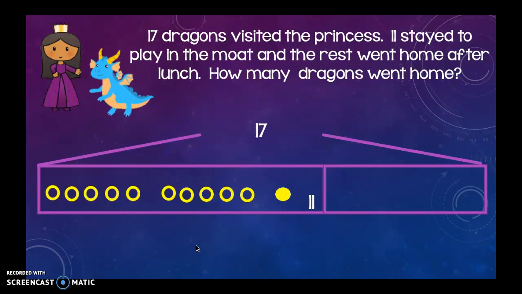Okay, so now I have to do my good label. I'm going to go ahead and put a P right there because that's all the dragons that stayed to play in the moat. The other part, I don't know because it says, and then the rest went home after lunch.